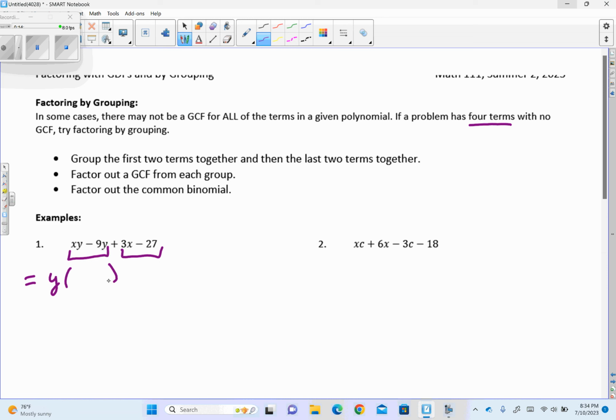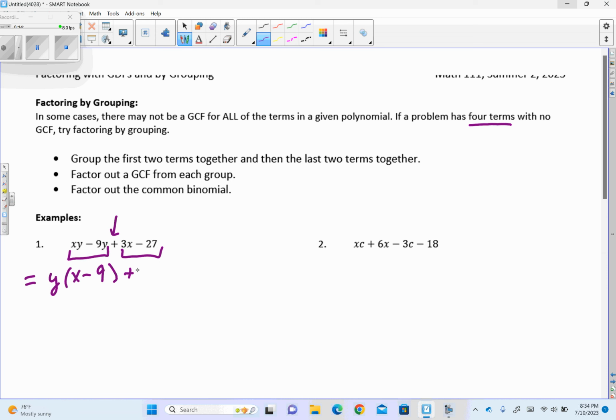And then this works exactly like what we've been doing. If I have y and I want xy, I need to multiply by x. We have a minus sign. If I have y and I want 9y, I need a 9. Then we have a plus sign.